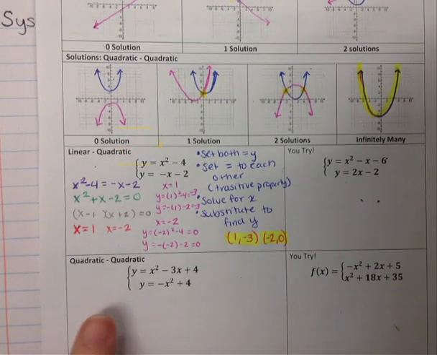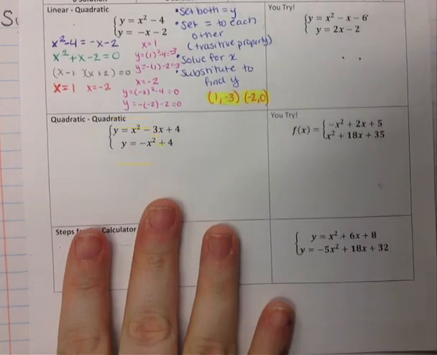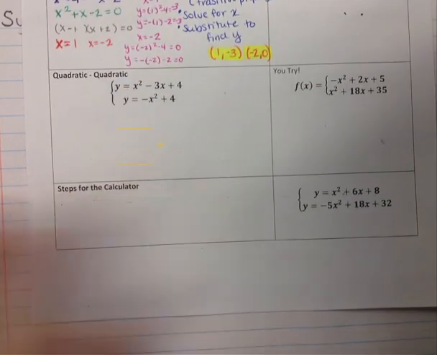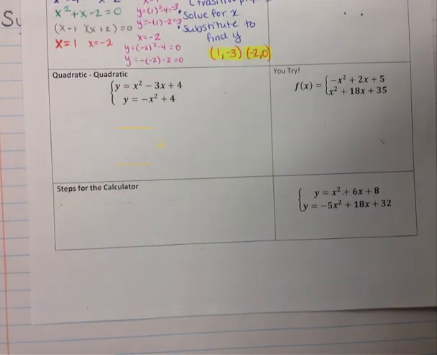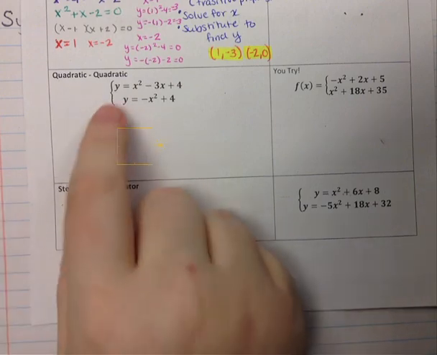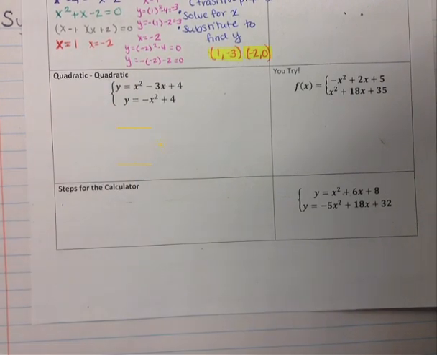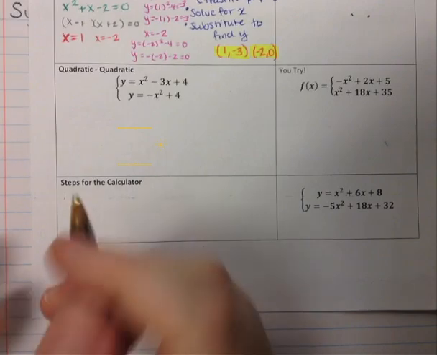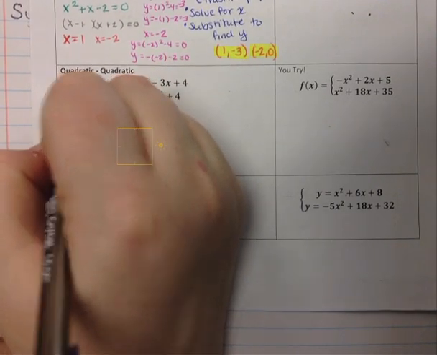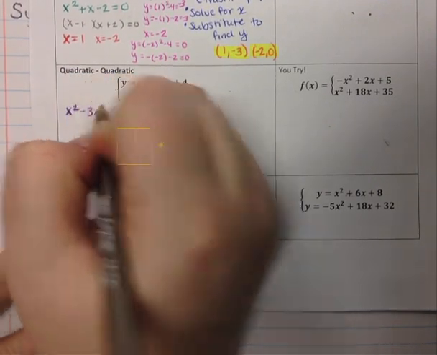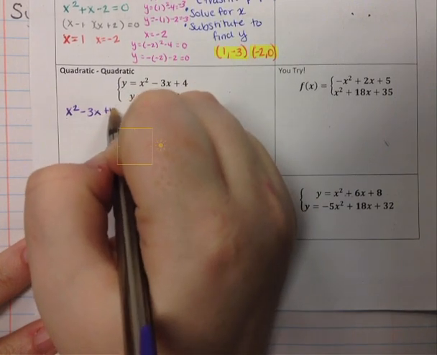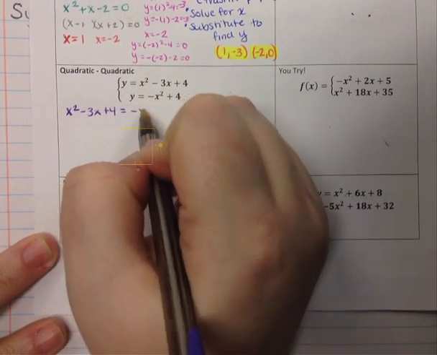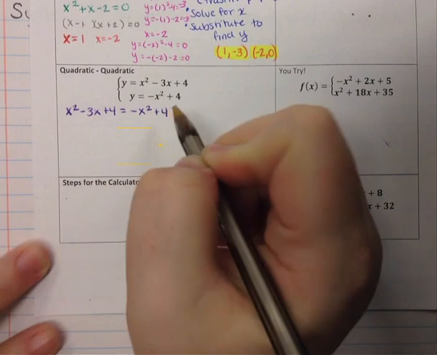I'm going to go on down to quadratic. The quadratic we set up the same way. We have to make sure that they're both equal to y, or equal to the same thing. So they are both equal to y. That means we can set them equal to each other. So we'll have x squared minus 3x plus 4 is equal to negative x squared plus 4.